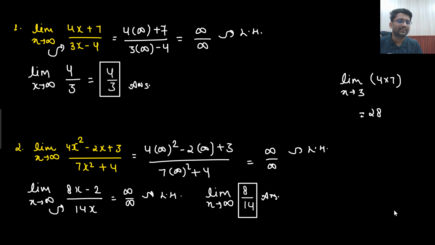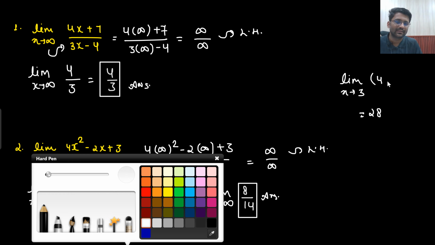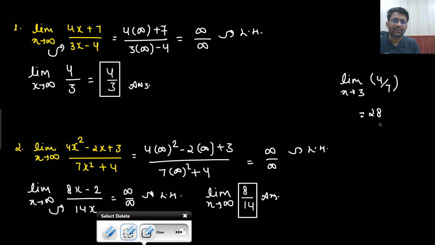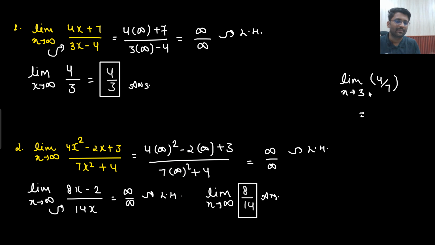So where you will put the limit? There is no term of x. So where 4 into x means this is not x. 4 multiply with 7. You will get confused that multiplication sign is x. No, this is not x, this is multiplication sign. So where you will put the limit of x? There is no x here, right? So what will be the answer? 28. So similar thing, where you will put the limit? There is no x involved. That's why the answer will be 4 by 7. Here the answer will be 8 by 14.